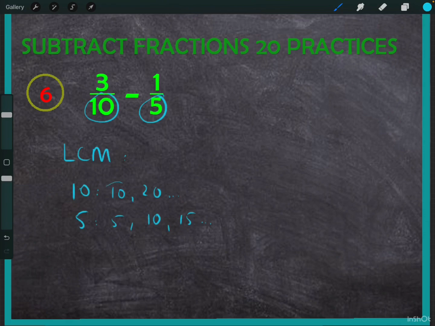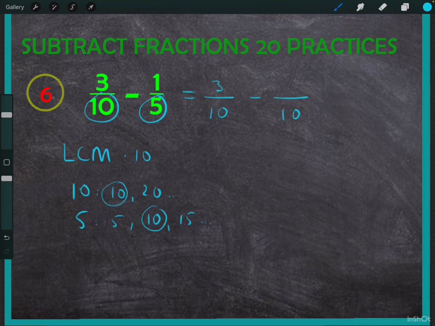We see that number 10 is the least common multiple of number 5 and number 10, or the LCM is 10. From here, we will convert the two original fractions into two new fractions with the LCM, which is 10, in the denominator. For the first fraction, because it has 10 in the denominator already, we don't need to convert anything. We just write again 3 over 10.